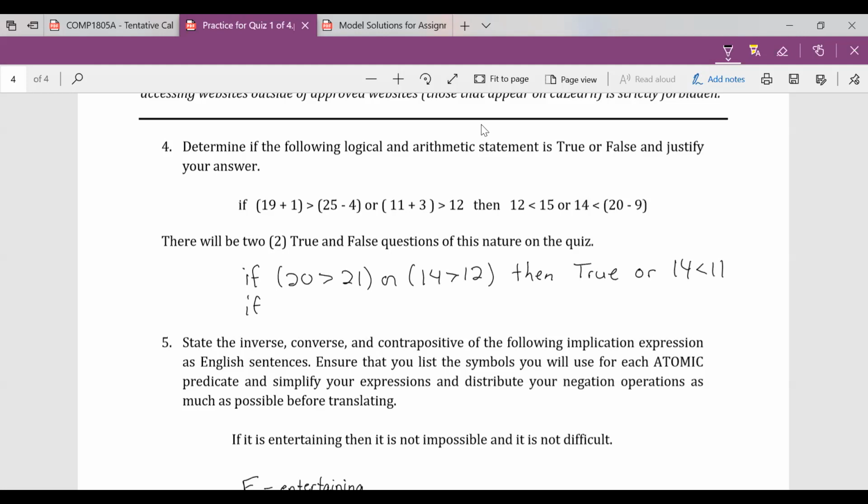If false or true, then true or false. And I didn't put the brackets in here, and in fact, this is a little bit ambiguous. So I think I put the brackets in on the quiz, but if I didn't, you know, make a note of it.